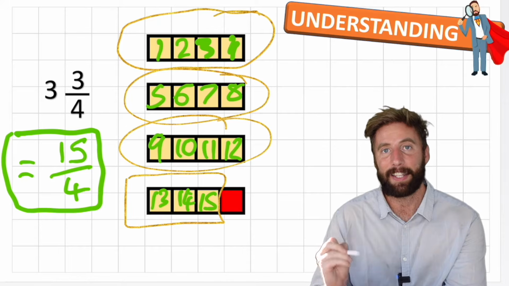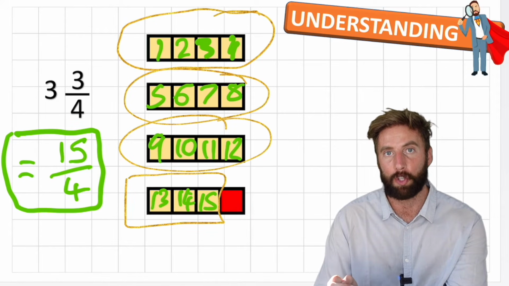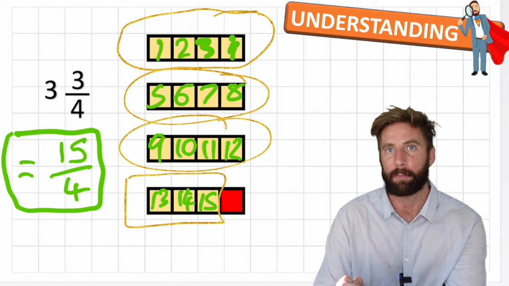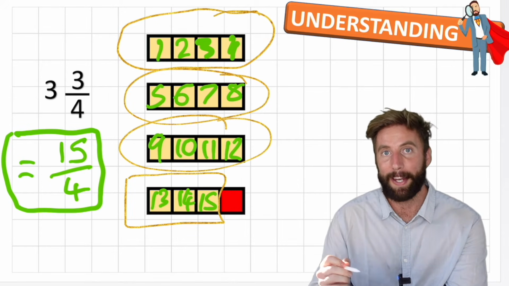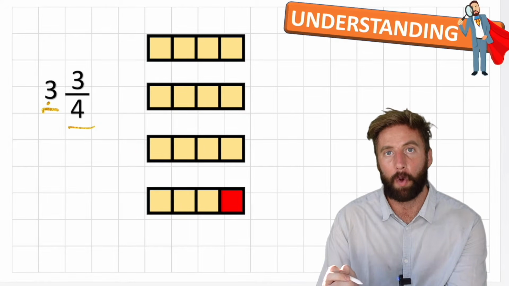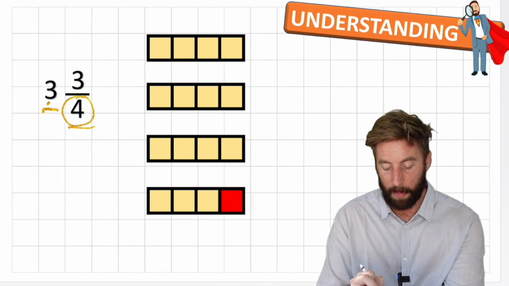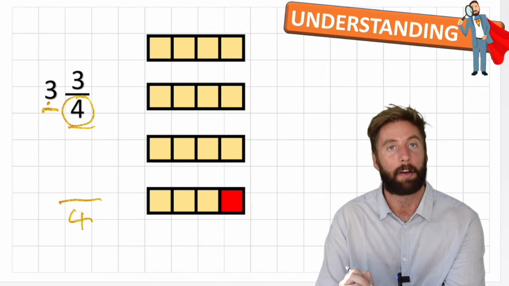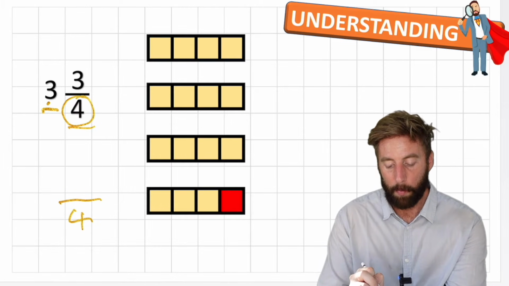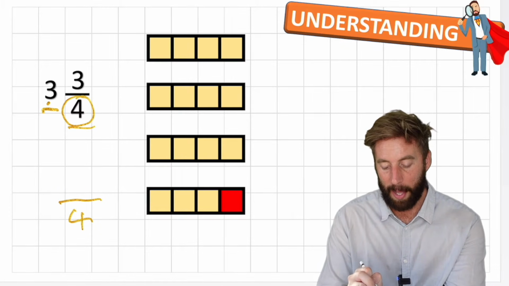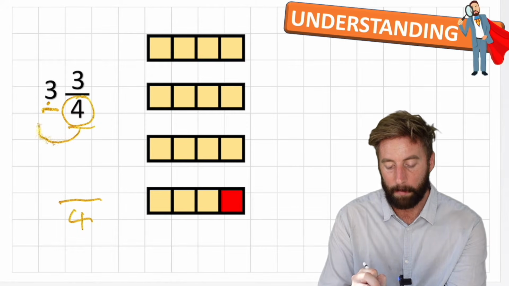Now again, this is really useful to help us understand what's going on, but it's not a very practical method for us to work it out every time, so we need another way. Now our fraction that we're working with here is quarters. So we know we're going to have something quarters as our improper fraction, and the way that we can find out how many quarters we're going to have is we can simply times our 4 by our 3.